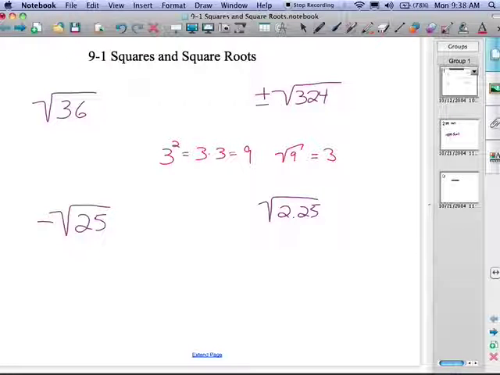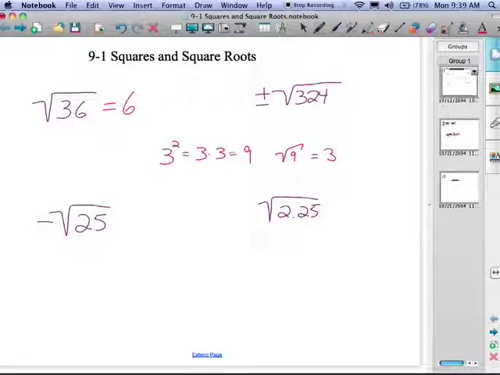We have 4 examples on the board. First, we will look at the square root of 36. So I want you to ask yourself, what number times itself gives you 36? 6 times 6 is 36. So that's how we get 6. The square root of 36 is 6.